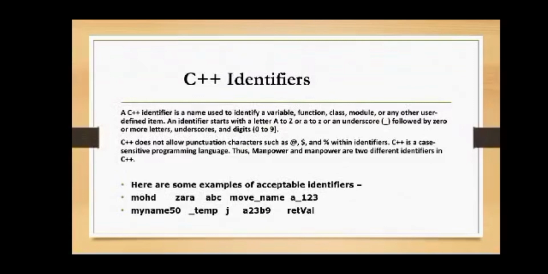A C++ identifier is a name used to identify a variable, function, class, module, or any other user-defined item. An identifier starts with a capital letter A to Z or a small letter a to z, or an underscore, followed by zero or more letters, underscores, and digits 0 to 9.